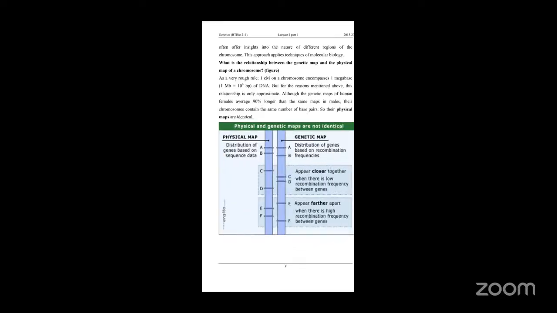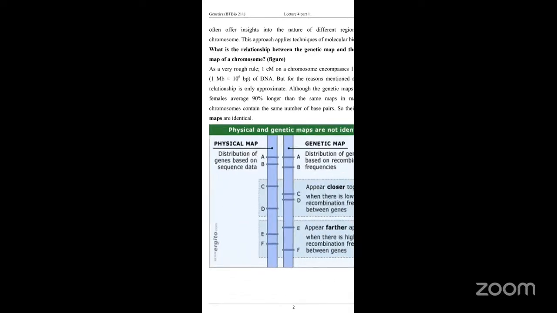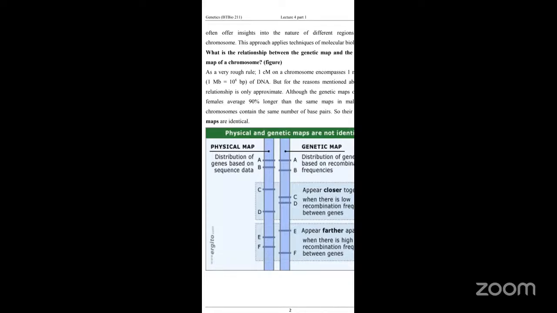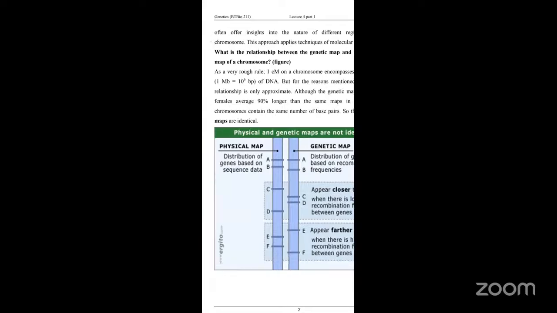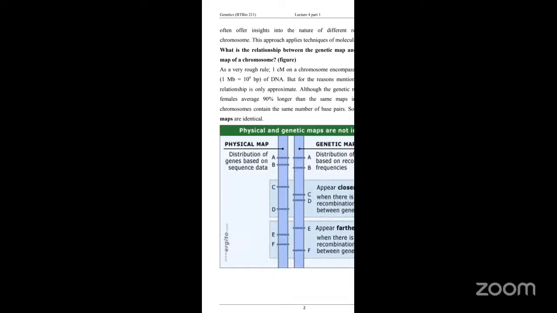Okay. Now coming to the relationship between the genetic map as well as the physical map. Just now I told that the genetic map uses a centimorgan. So 1 centimorgan on a chromosome is equal to 1 megabase, that is, 1 megabase is equal to 10 to the power of 6 base pairs of DNA.